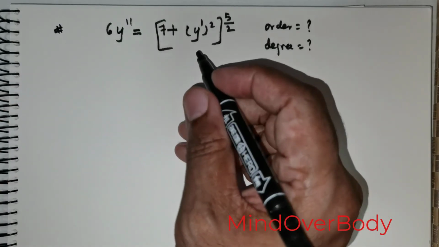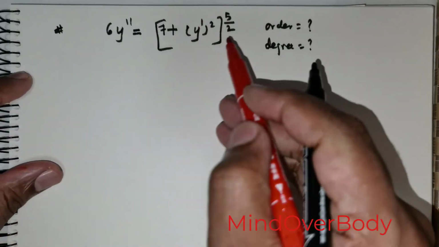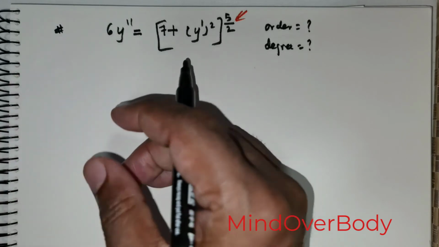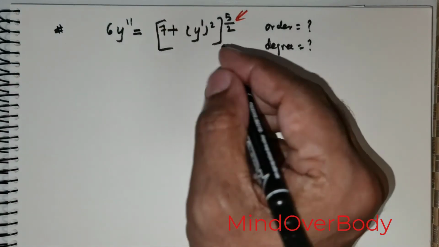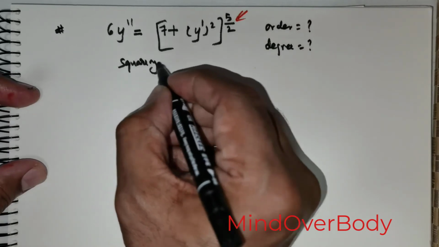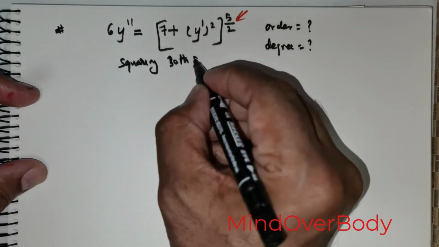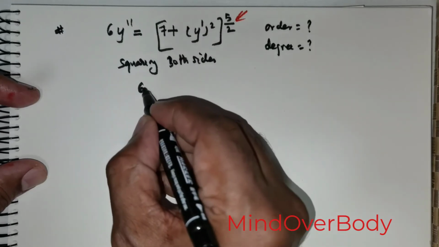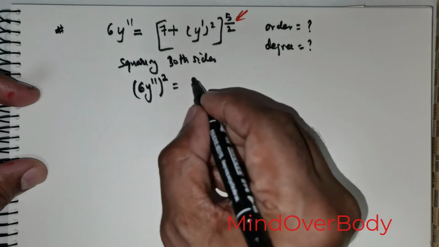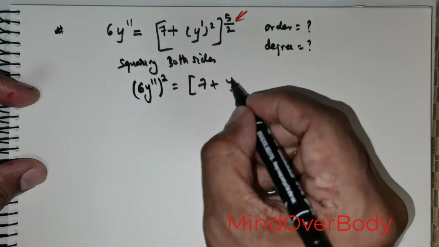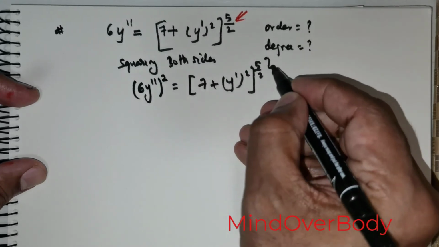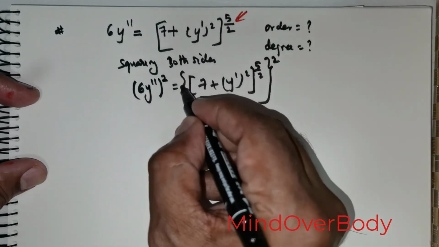Now what prevents us from converting this into polynomial form is the presence of this fractional power. So I will have to get rid of the fractional power. How could I do that? By squaring both sides. That is the remedy. So if I were to square both sides, this is going to be (6y double dash) raised to the power of 2 is equal to (7 plus y dash raised to the power of 2), now this is 5 over 2, this entire thing is squared.